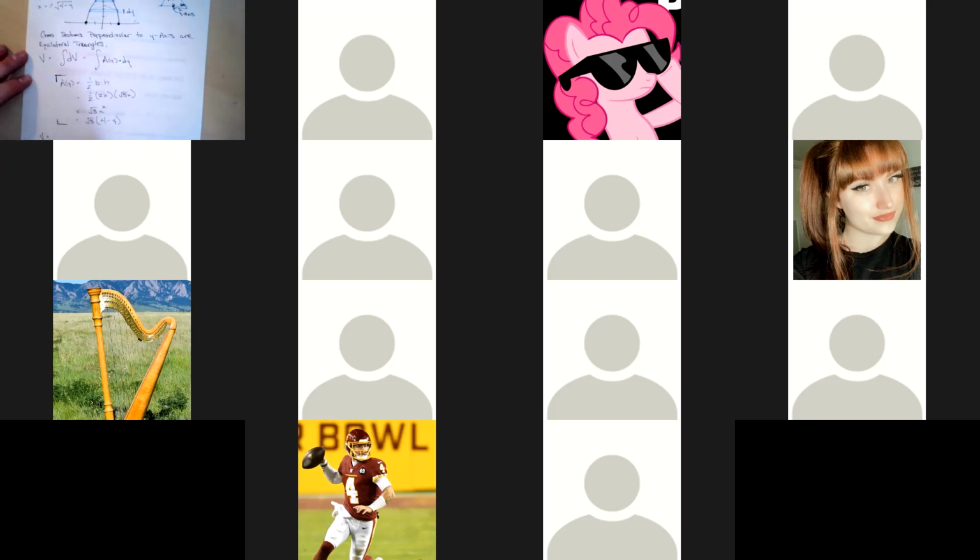So our volume is the integral of square root of 3 times 4 minus y dy. And then the bounds, y's go from 0 to 4.